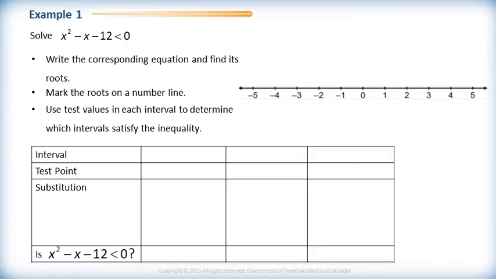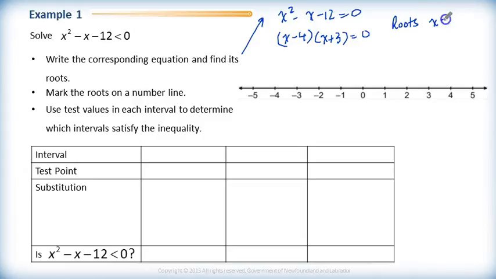Let's put all that together and solve this inequality. Write the corresponding equation and find its roots. I'll do that up here. The corresponding equation is x squared minus x minus 12 equals 0. We factor, so that gives us roots at x equals 4 and negative 3. I mark those roots on the number line. Because there's no equal sign, I know they won't satisfy my inequality, so I can cross them off and just put circles around those points.